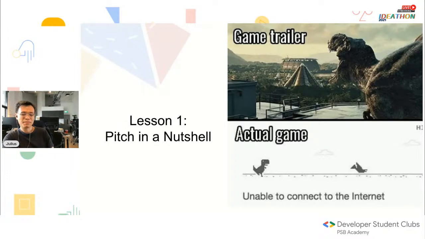When we pitch and when we hear a pitch, what you will usually hear are such fancy imaginations of what reality looks like. And then reality kicks in once you start using the product. That's just reality. That's just how we should expect things.